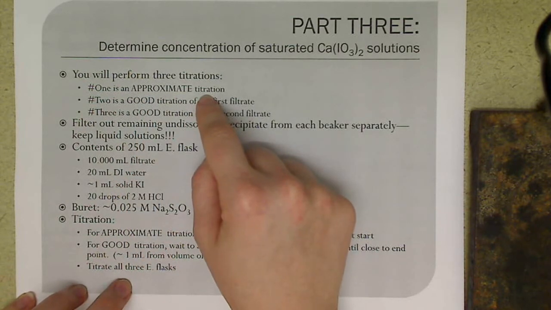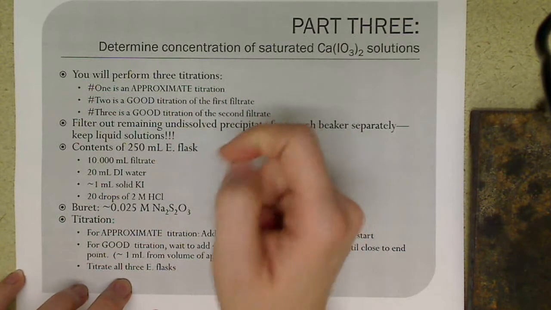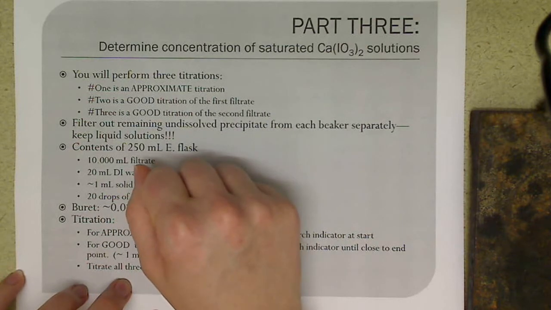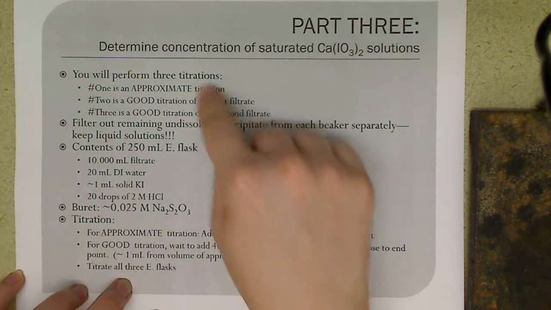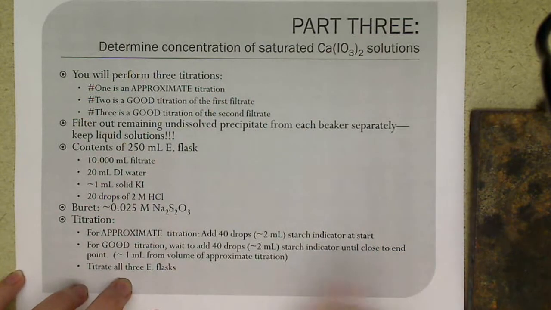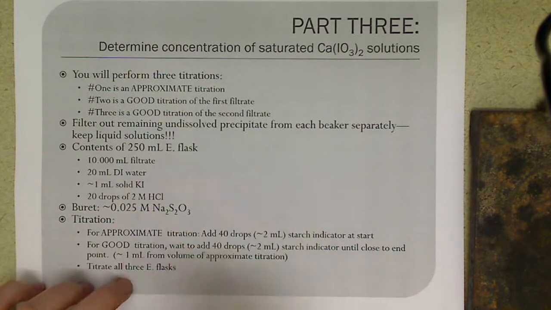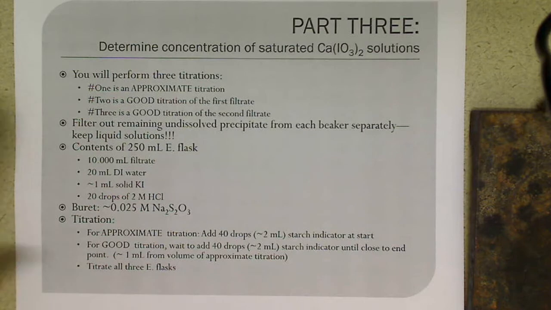Essentially you are going to do the worst, quickest titration so that you can get an idea of how much sodium thiosulfate you need to add. So 3 total titrations. The first one, you're just going to blow it. Then your second and your third are going to be good titrations. So you want to take your time on them and add your starch when you should.